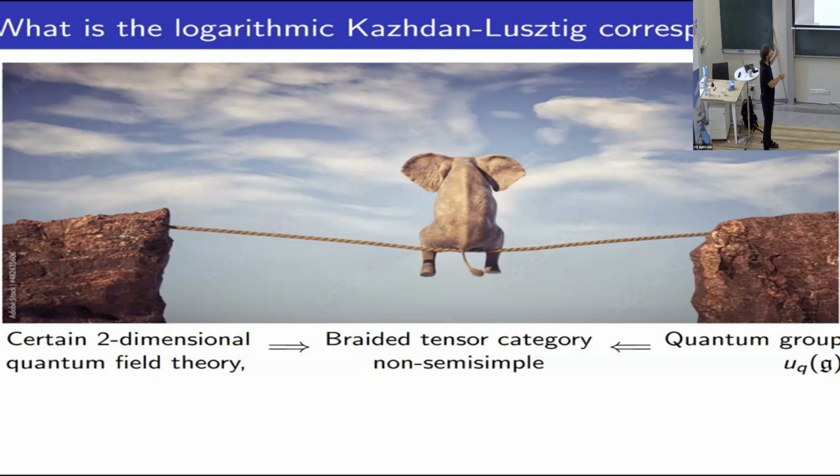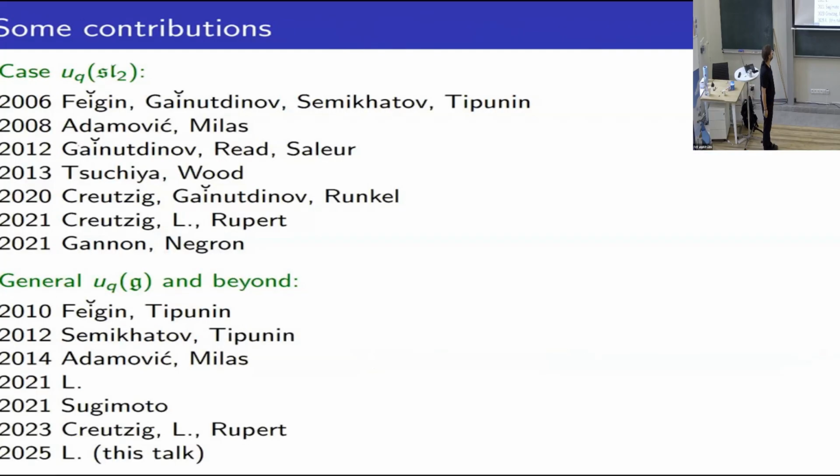You have certain two-dimensional quantum field theories, conformal field theories, which conjecturally give the same. The representation theory is described by this. Those are very complicated models, and the W_{p,q} is like the SL2 case. And there should be one for every G and even beyond. And that's what I want to talk about.